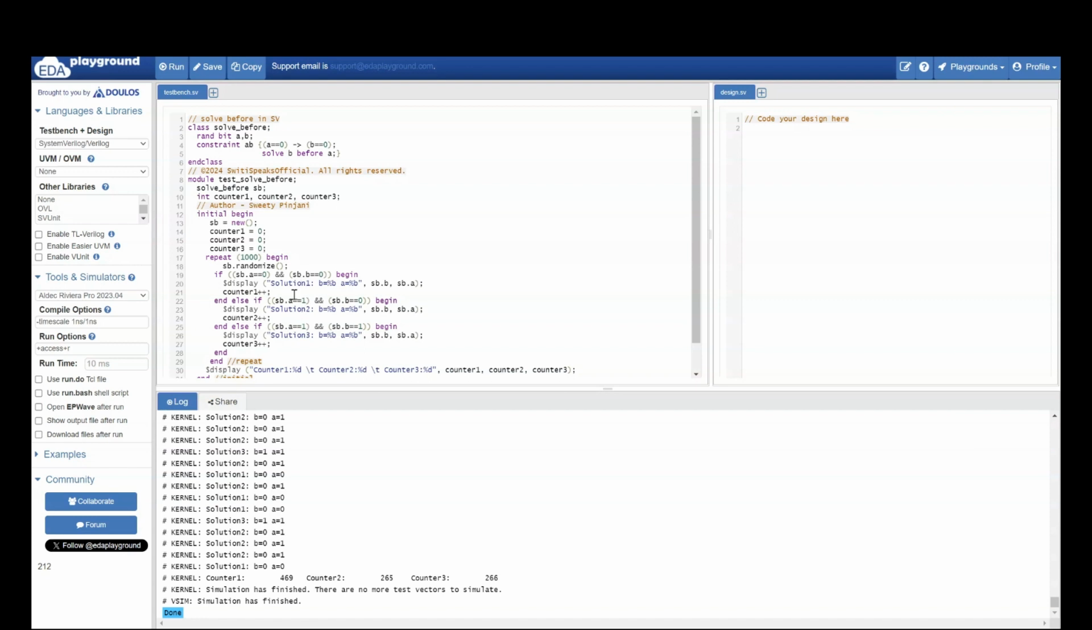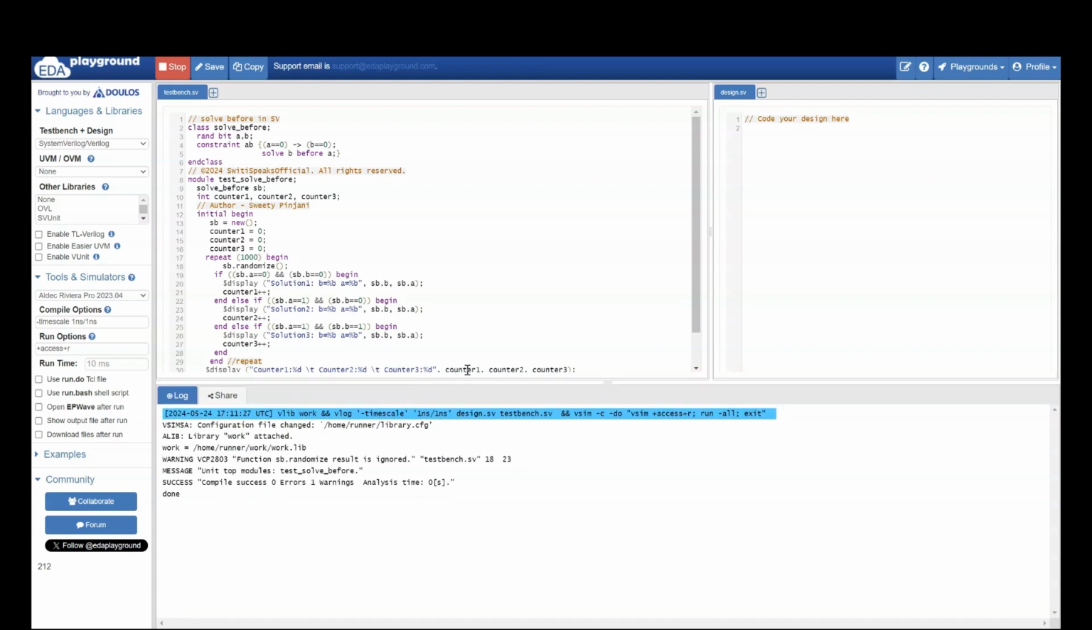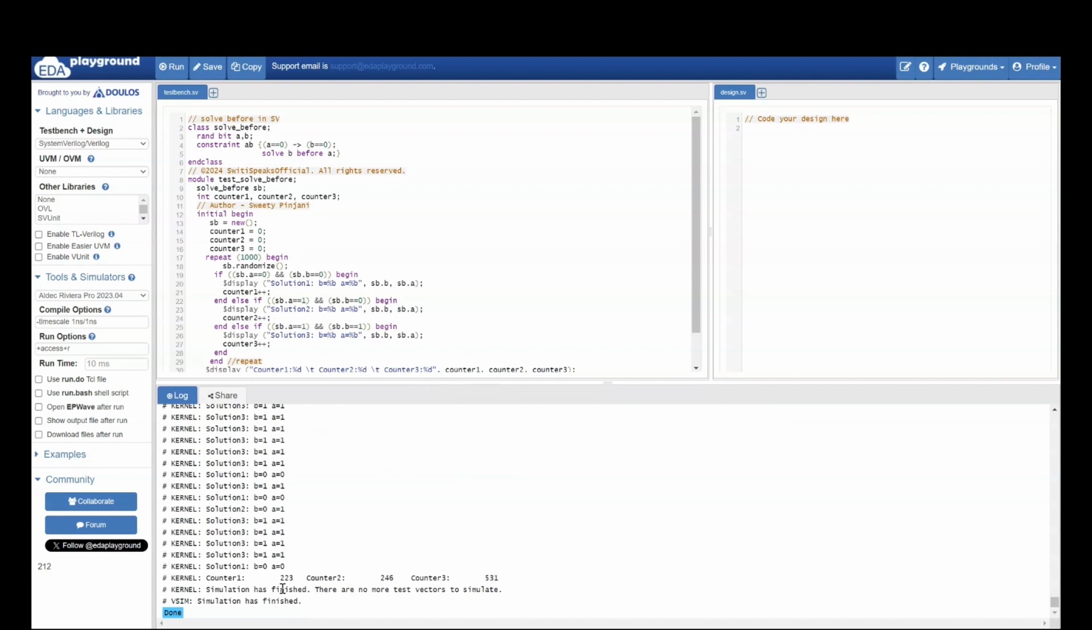And the other two solutions, A equal to 0, B equal to 0, and A equal to 1, B equal to 0, are going to get generated with one fourth probability, which is almost 250. Let us run this and see if the probabilities are getting followed or not. I am expecting counter 1 and counter 2 to take almost one fourth probability, which is almost 250. So counter 1 is taking 223, counter 2 is taking 243, which is almost one fourth. And counter 3, I want to take half. Half is almost 500, and counter 3 took almost 531, which means my probabilities are roughly followed.